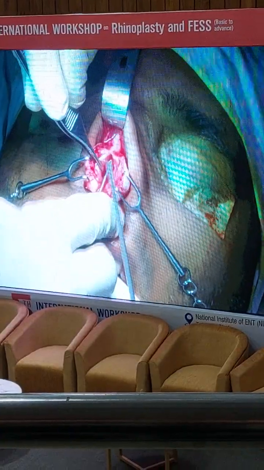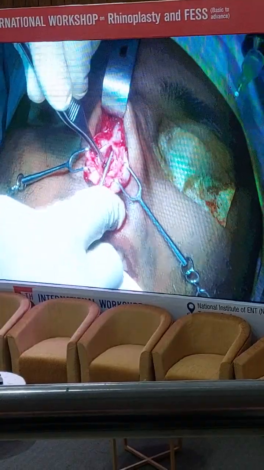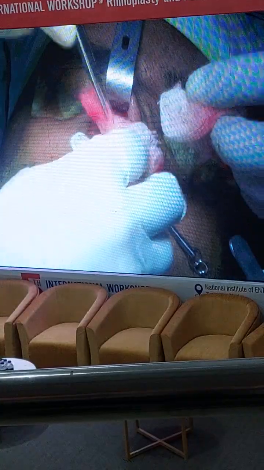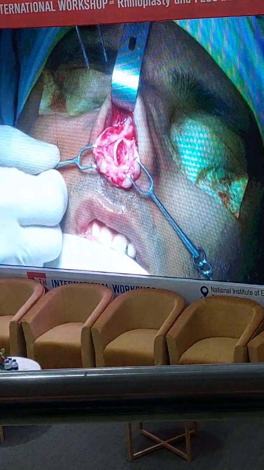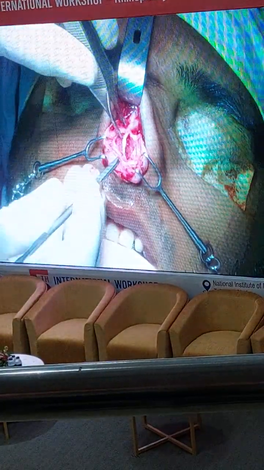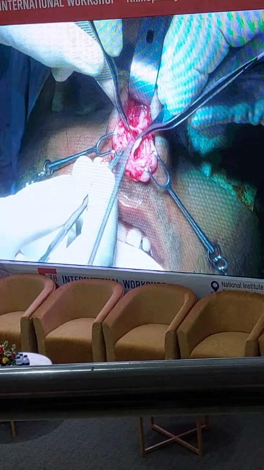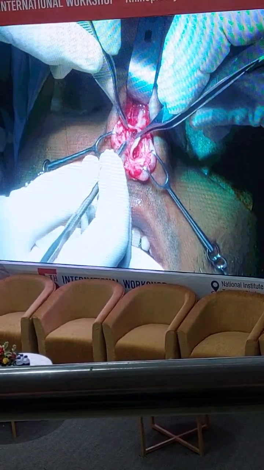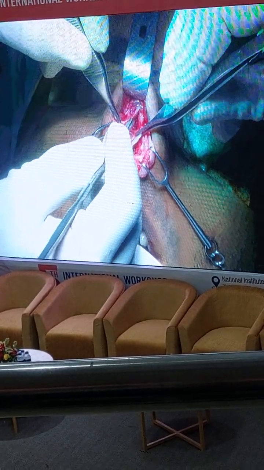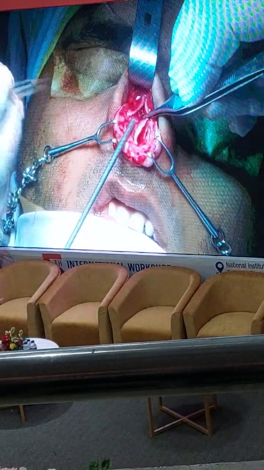Before we separate the mucopericordium, if you separate the upper lateral from the septum, now give me the number 11 blade. Number 11 blade. Now we separate. Yes. Now look that we separate this like this, like this. Yes. So I separate the right side upper lateral from my septum.